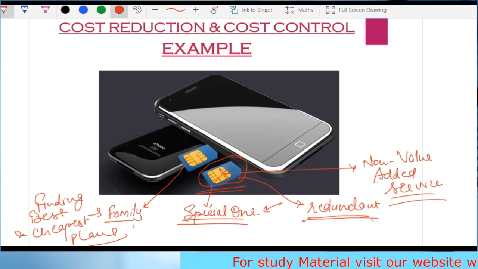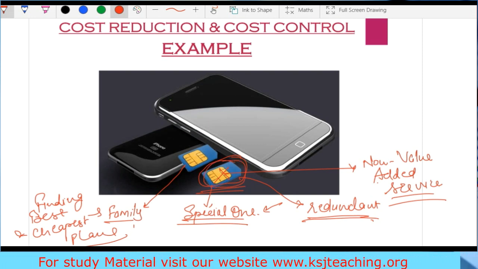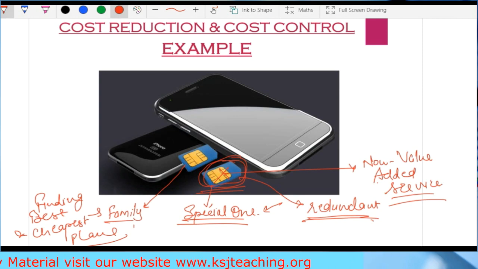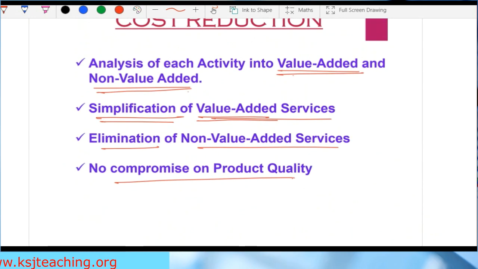Elimination of the non-value added services. That means you will not recharge this SIM. You will keep this SIM aside because you are not on talking terms now. You no longer need this SIM. Okay, so this is known as cost reduction. No compromise on the product quality. Obviously, sir, there will be no compromise on the product quality.